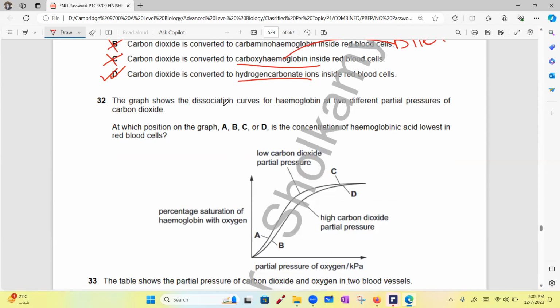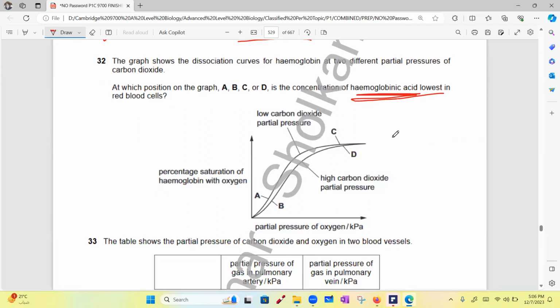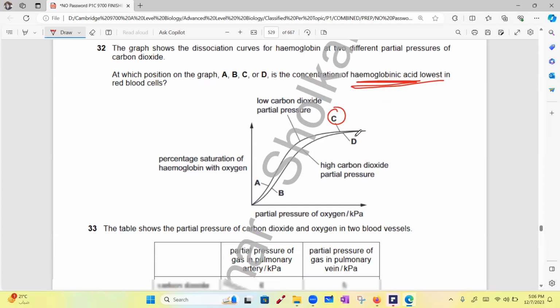Mariam, the graph shows the dissociation curves for hemoglobin at two different partial pressures of carbon dioxide. At which position on the graph, A, B, C, or D, is the concentration of hemoglobinic acid lowest? Mariam, tell me, will it be lowest when I have the most oxygen or the least oxygen? Most oxygen. Good girl. So at which point do I have the most oxygen on the graph? C. Yes. C and D, but C has higher affinity to oxygen. C, of course. Okay.